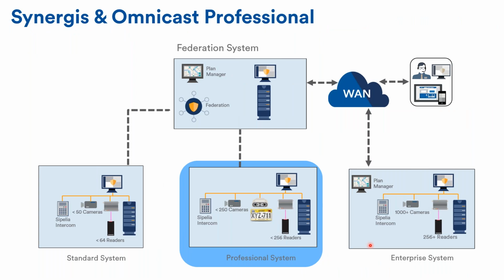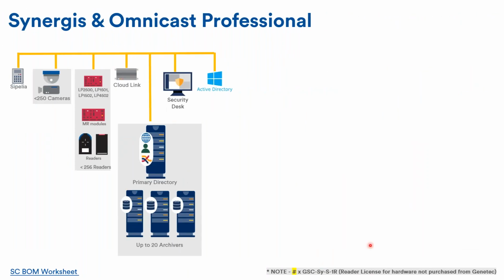Now, moving on from there, let's look briefly over the Synergis Omnicast Professional package. The Professional package can support a maximum of 250 cameras and up to 256 readers. The diagram over here gives us an overview of what kind of components we would need. Obviously we have up to 250 IP cameras, our Sipelia reader, our access control devices, and our servers to go with it.